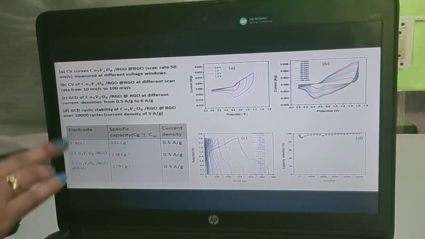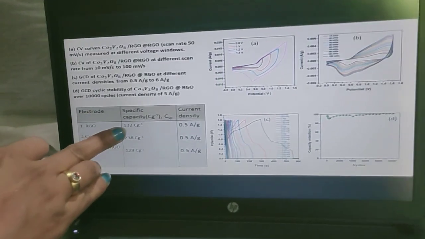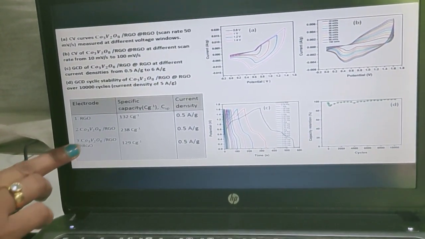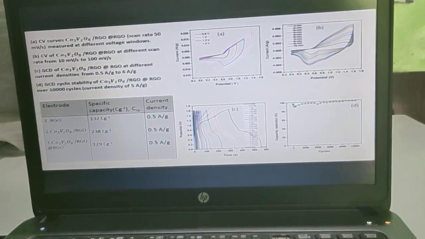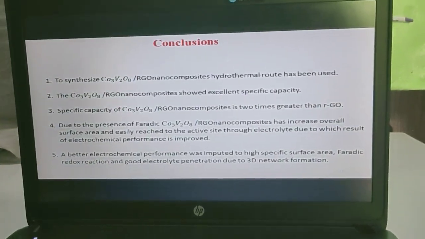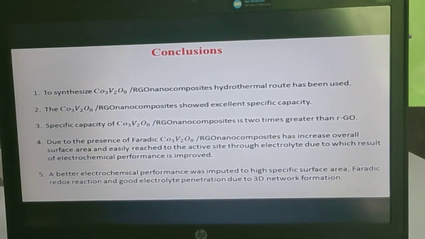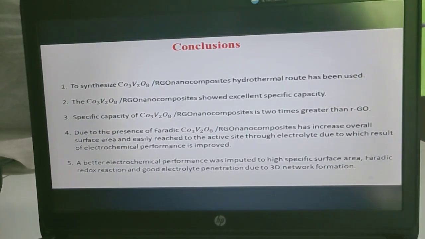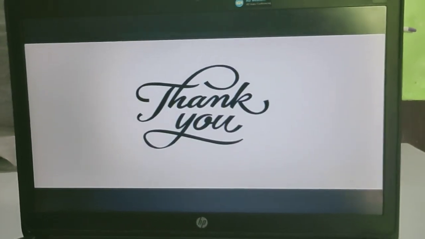So you can easily see the difference. For RGO materials, the specific capacity is this at this current density, and this is for the composite and this is for the devices. So this is the conclusion. To synthesize these materials, the hydrothermal route is used, and the composite shows excellent specific capacity. This is the conclusion of our material. Okay, thank you so much.